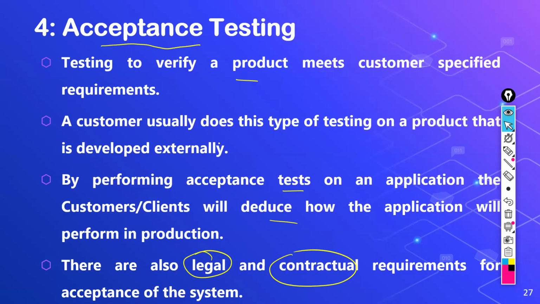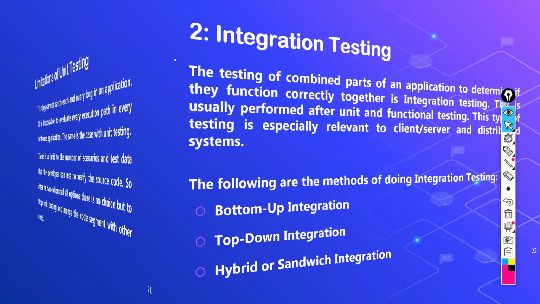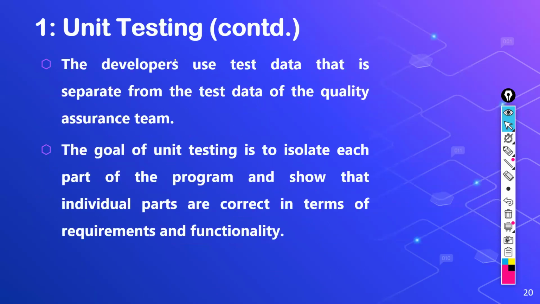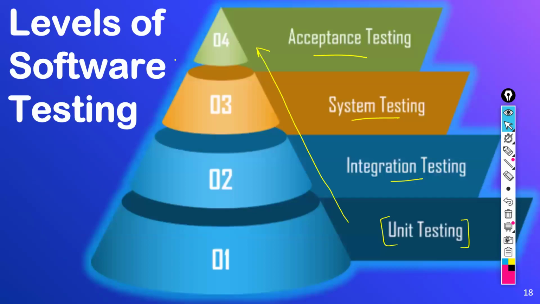These are all four levels that we have. Go in this order. You can't change the order. First, there will be unit, then it will be integration, then it will be system, then only it will be acceptance.